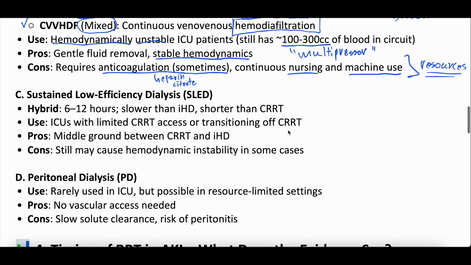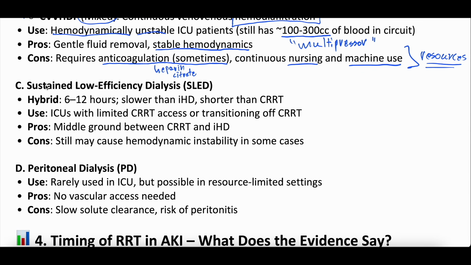All right, next is kind of this little hybrid maneuver. It's called SLED. This is sustained low efficiency dialysis. And you can think of it as like a combo of intermittent hemodialysis and continuous renal replacement therapy, so IHD and CRRT. It's about 6 to 12 hours long. So it's slower than IHD, which is 3 to 4 hours long, but it's obviously shorter than CRRT, which is 24 hours long. So it's kind of a combination of the two.